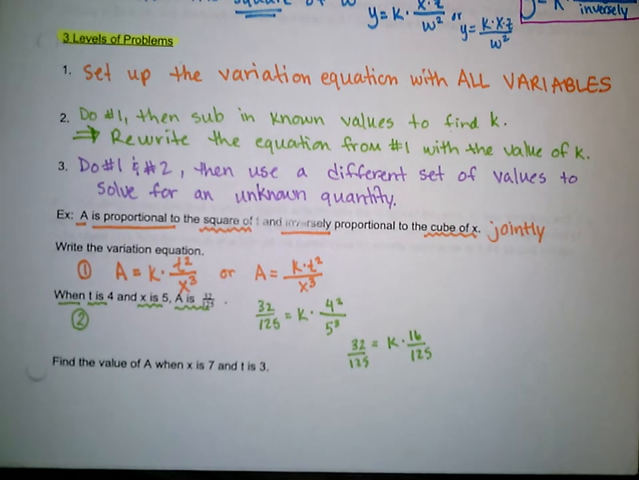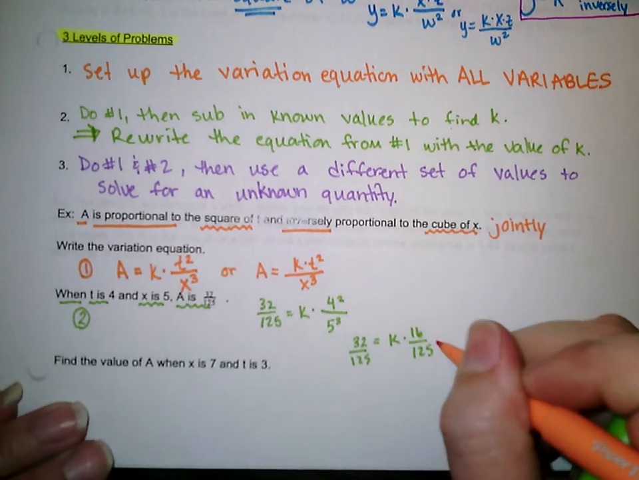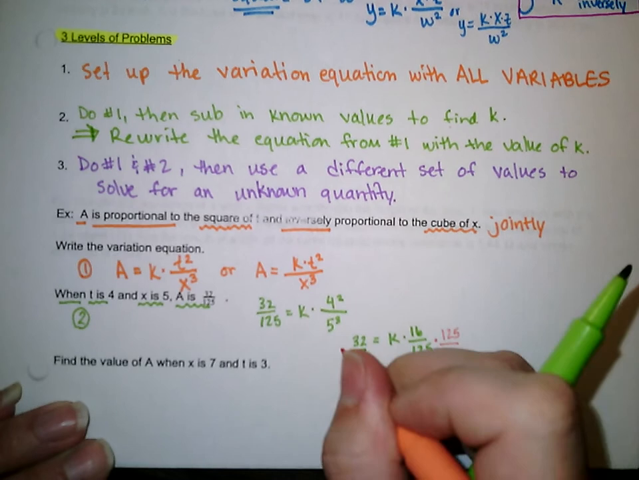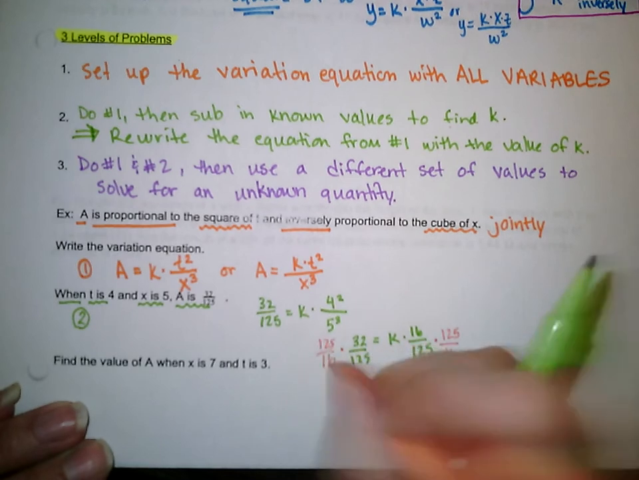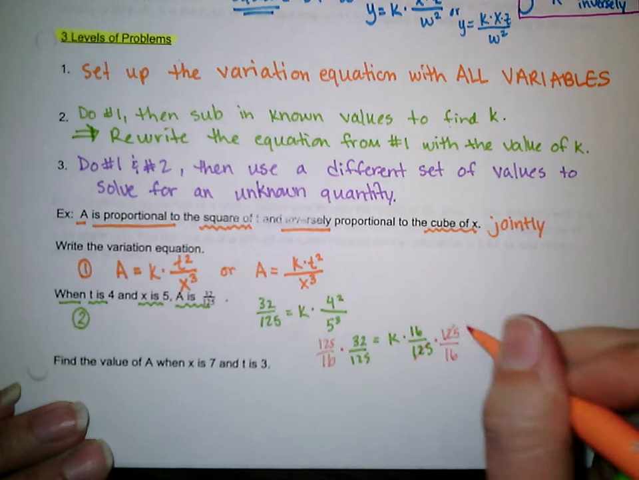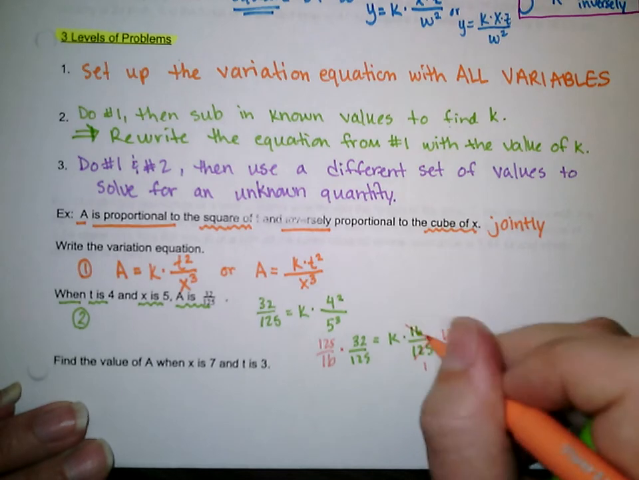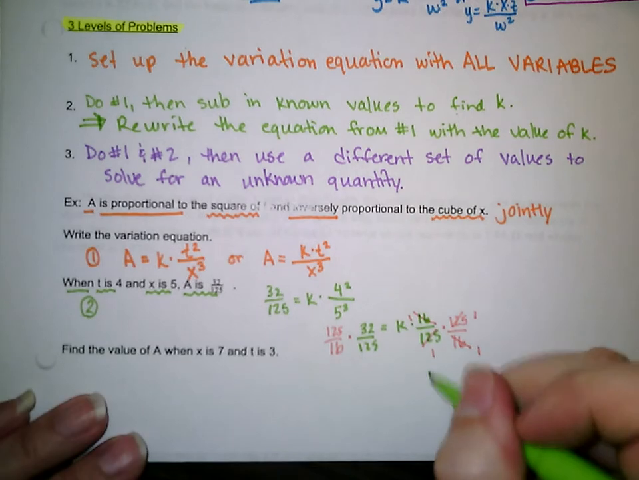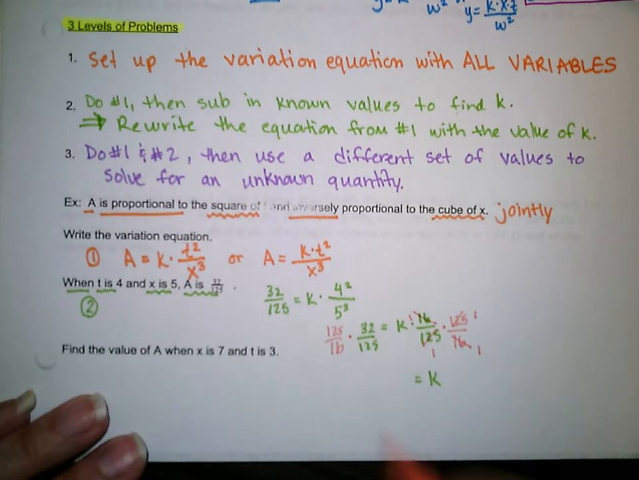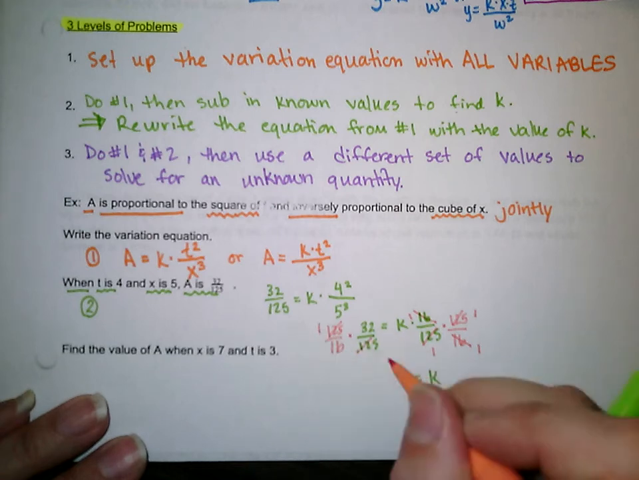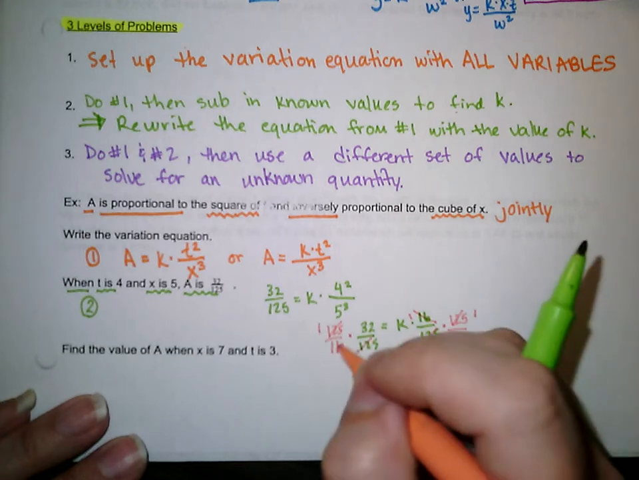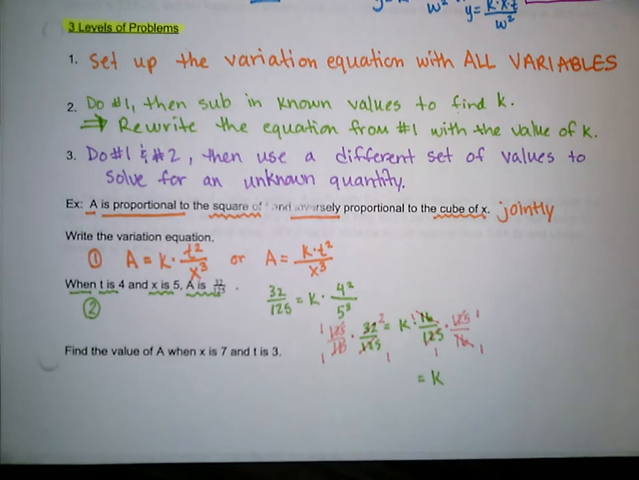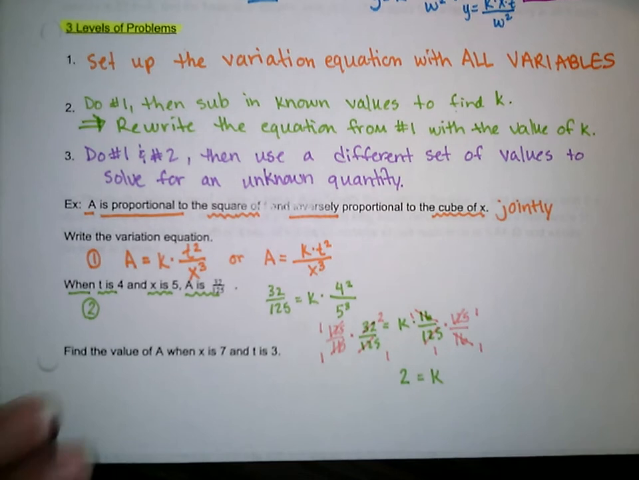So then if we multiply both sides by the reciprocal here, 125 over 16, then the 125s cancel to leave us 1. The 16s cancel to leave us 1. So that's going to give us k over on this side equals, these 125s cancel to 1. And then the 16 and 32 leave us with a 2. So when we multiply those, we get 2 over 1. So k would equal 2.